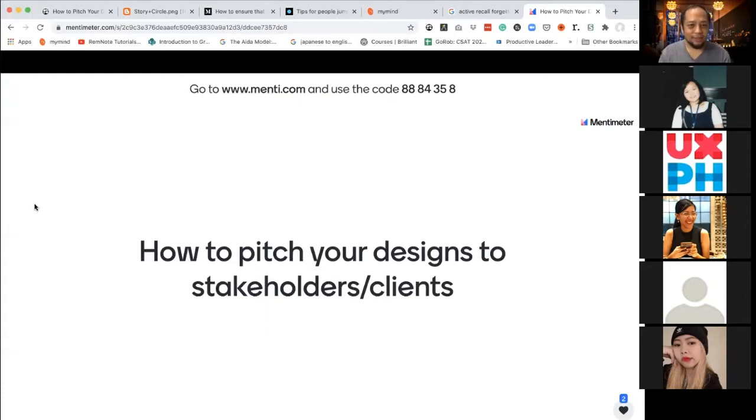Okay, so today we'll be talking about how to pitch your designs to your stakeholders or clients, and I'll be sharing my experiences, because I seem to be one of the elder people in UX. Sharing some of my old cards. Careful with the word.